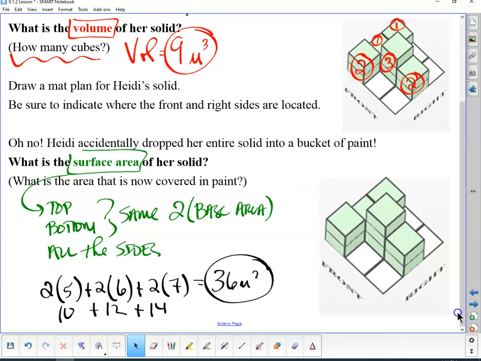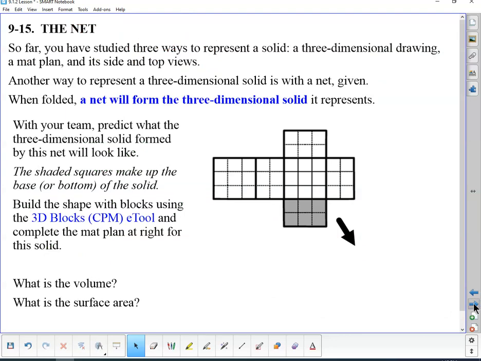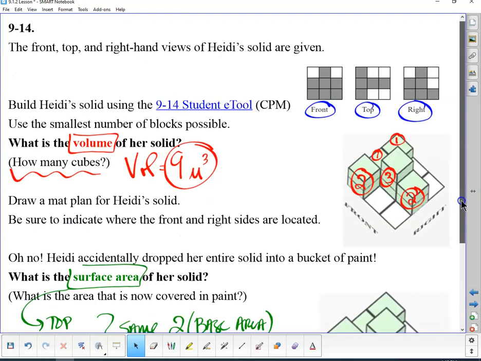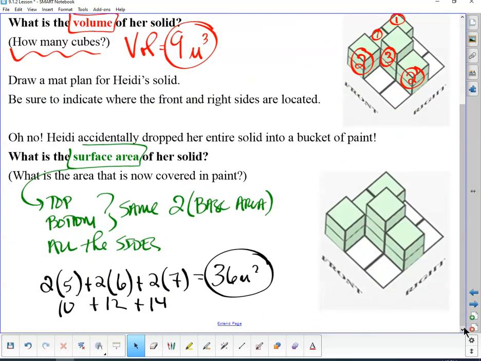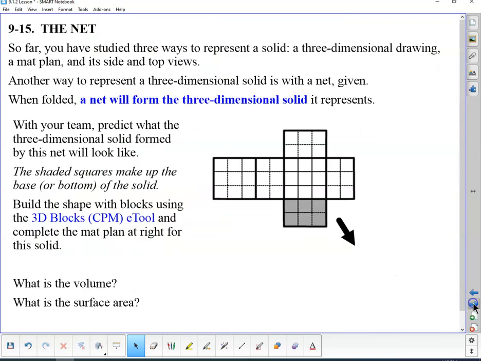Check my work if it's wrong, but I'm going to stick with that for now for the purposes of it, because we got to move on. So now, bottom line is, that's the surface area.